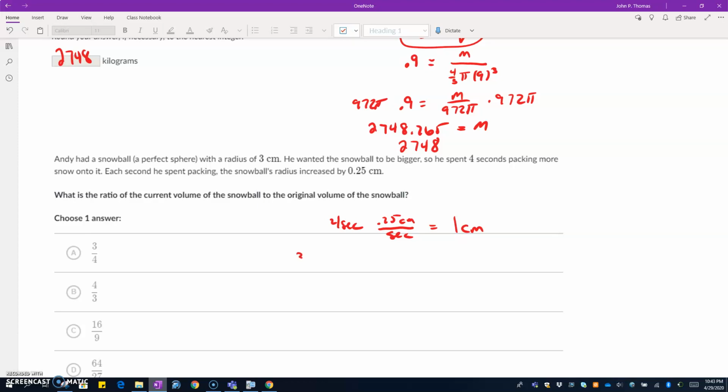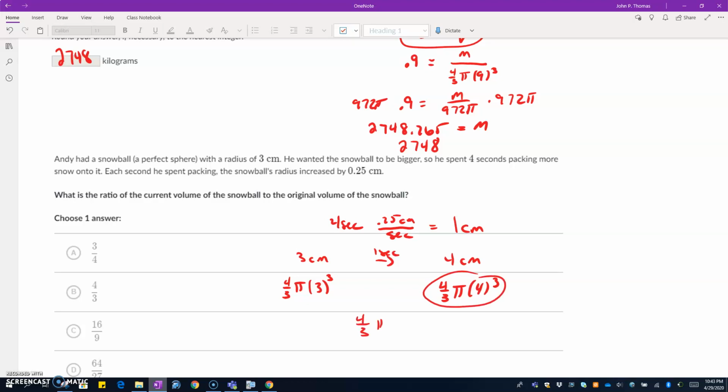So initially, we're at 3 centimeters. After the packing, we're at 4 centimeters. And this says, what is the ratio of the current volume to the new volume? The current volume, this is a sphere, so we're at 4/3 pi r cubed. So 3, make sure that's the radius, yep, 3 cubed. And over here, we're at 4/3 pi 4 cubed. It wants old to new, or sorry, the ratio of the current volume, the new volume, to the original volume. So current new compared to original.